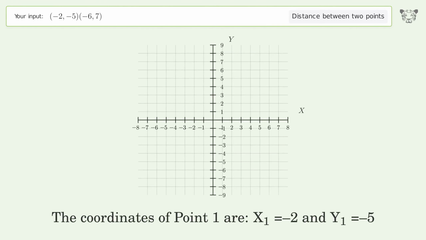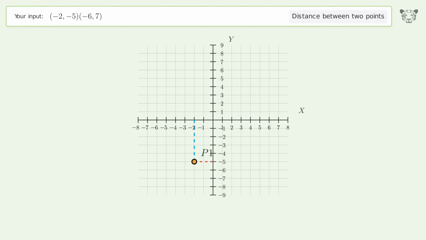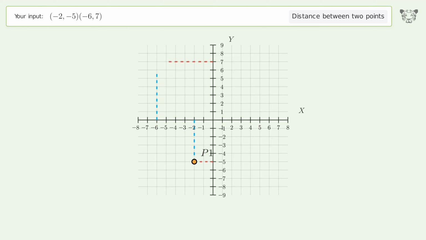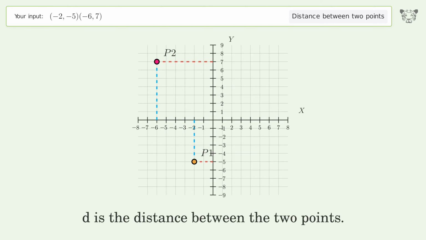The coordinates of point 1 are x1 equals -2 and y1 equals -5. The coordinates of point 2 are x2 equals -6 and y2 equals 7. D is the distance between the 2 points.